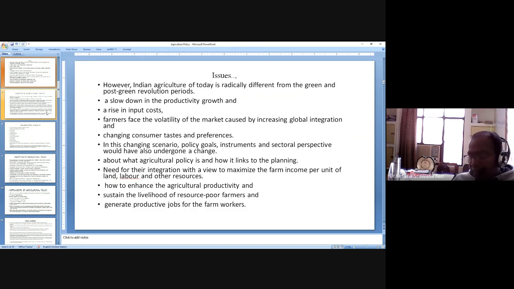So a debate has started, and it is still going on by 2022-23. We thought about how farmers' income can be doubled, so we started measuring, and the process is still going on. And how land, labor and other resources will change for the farm income, that is the most important thing.